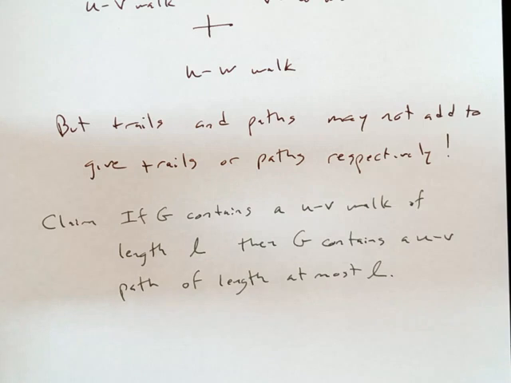I claim if you've got a walk of length L from U to V, then you have a path from U to V. It can't be any longer than that walk. At least you're nodding. This makes sense? Yeah. How would I show that this is true? This is a claim. A claim requires a proof.